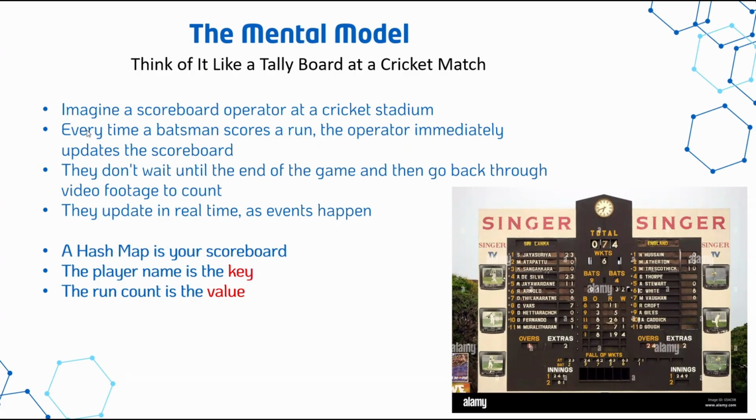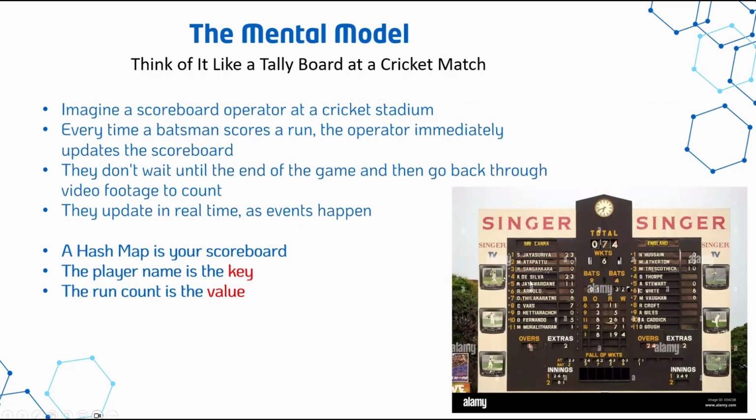Now, this is what I want you to focus on. Hash map is your scoreboard. This has everything. The player's name is the key. If you see Sanath Jayasuriya scored 23, Sanath Jayasuriya is the key. The run count is the value. The value is 23. So that's the mental model I want to show. And then no recounting needed because someone already calculated it while it's running.